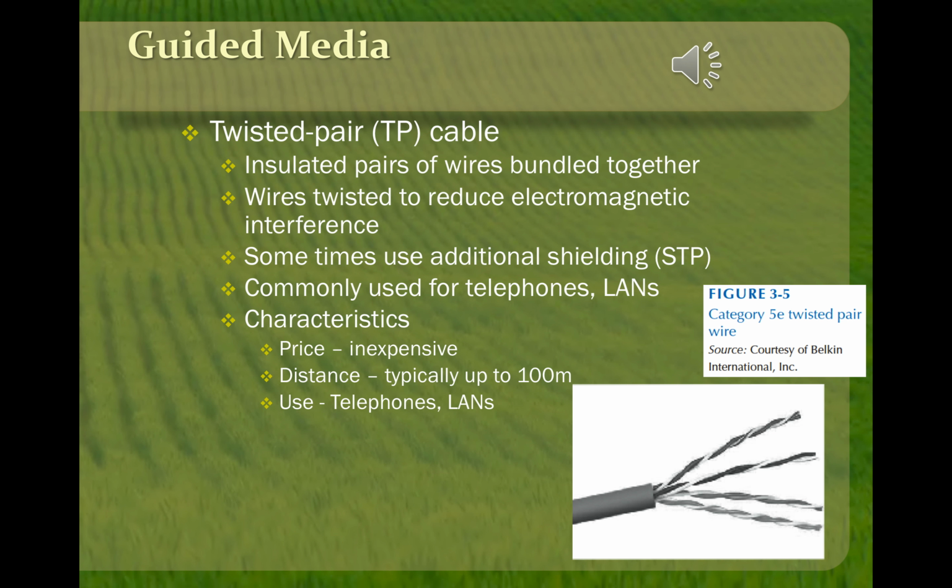The characteristics for twisted pair cable are it's very inexpensive. It carries up a distance of up to 100 meters before repeaters or other switching devices are required. And they're used in networks, and they're used with telephones. Like I said, most office places are twisted pair going into your desktop computer that you use every day. This classroom is definitely using twisted pair.